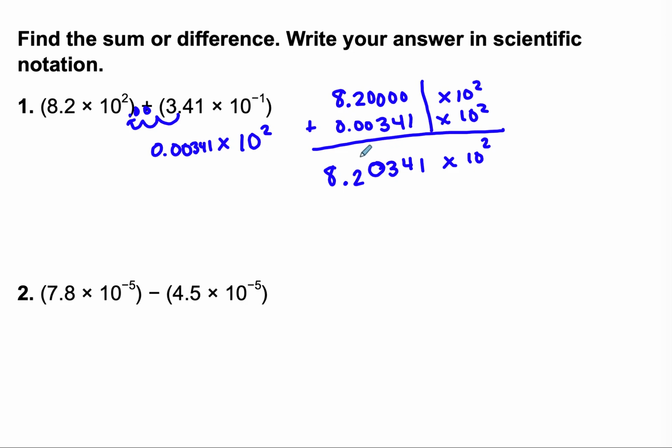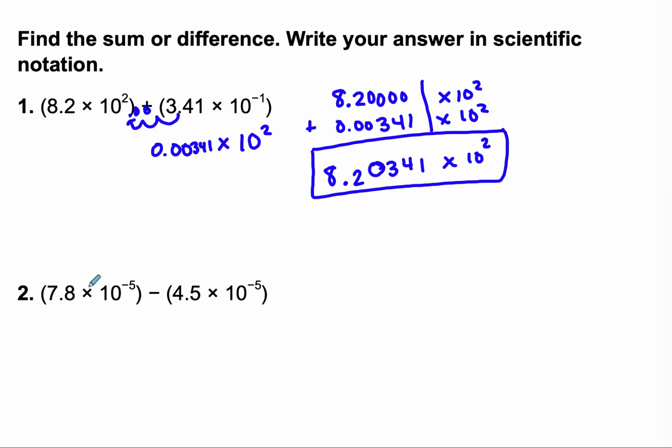All right. Is it scientific notation? Well, yes. My first number is between 1 and 10. And it's being multiplied by a power of 10. So this is my answer right here. 8.20341 times 10 to the second power. Let's take a look at our next one.